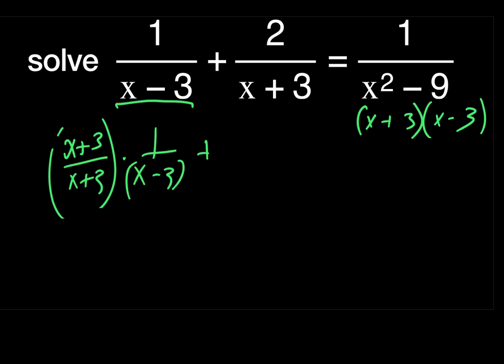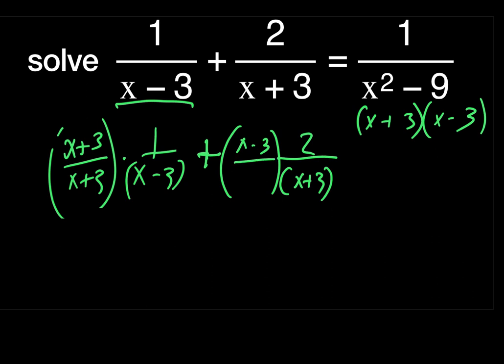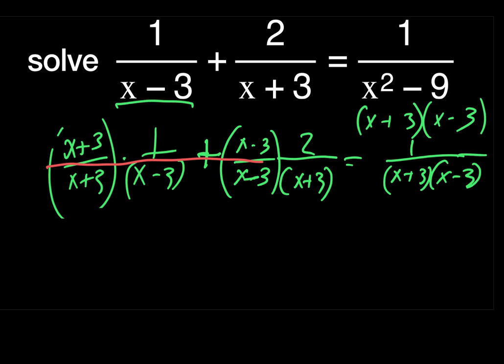So then I have plus here, and in the denominator I've got the 2 over x plus 3. So this will be multiplied by 1, and the fancy one is x minus 3 over x minus 3. That's a 3 minus x minus 3. And then on the right side, I have 1 over x plus 3 times x minus 3. So now, because they all have the exact same denominator, I can essentially exclude the denominator.